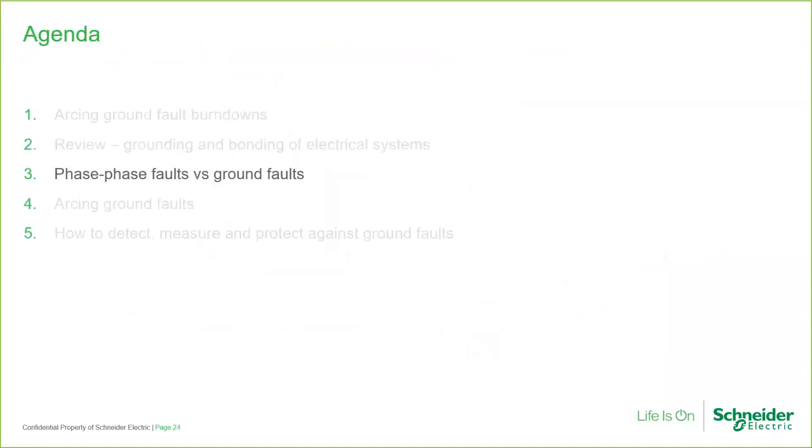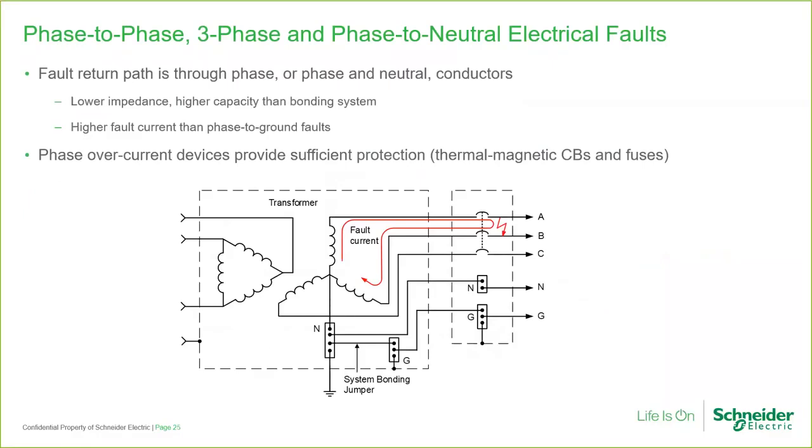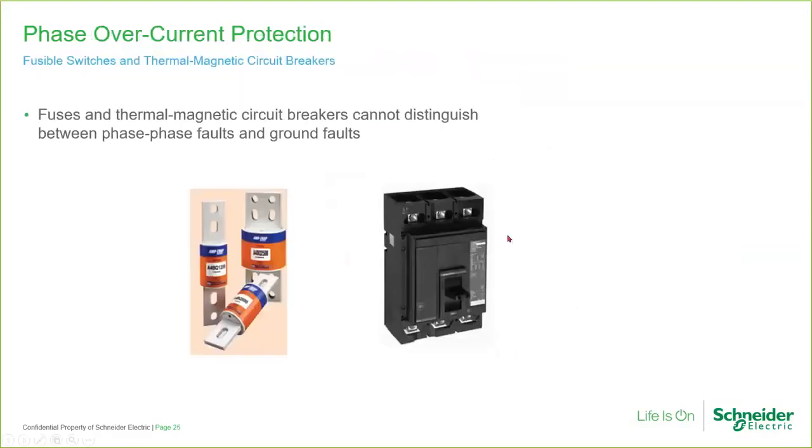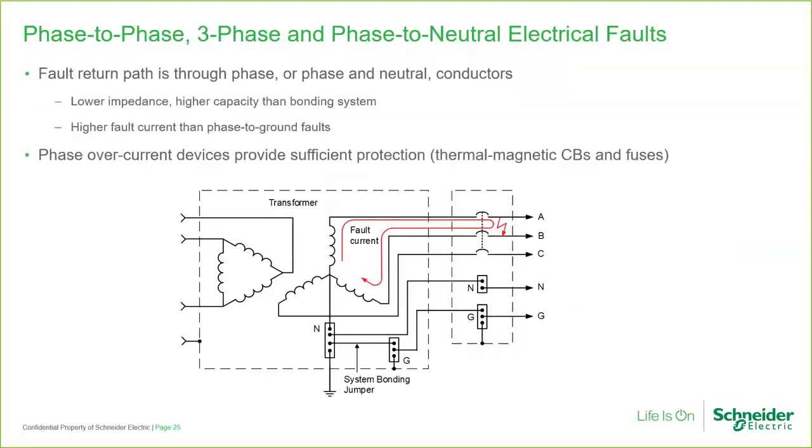Now we'll compare phase-to-phase faults with ground faults. With phase faults, I'm showing here an example of a fault between phase A and phase B. The fault return path is through phase or phase and neutral conductors. These conductors have lower impedance and higher capacity than the bonding system. Phase-to-phase faults have higher fault current than phase-to-ground faults. Hence, phase overcurrent devices such as thermomagnetic circuit breakers and fuses provide sufficient protection.